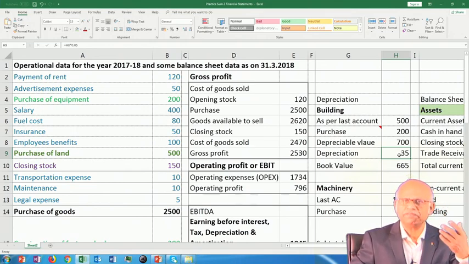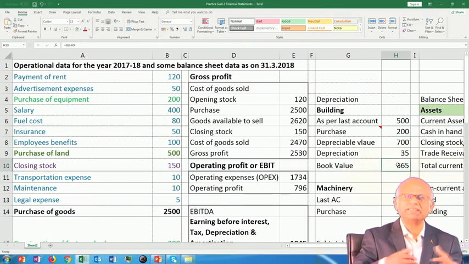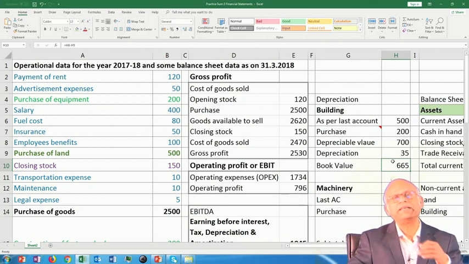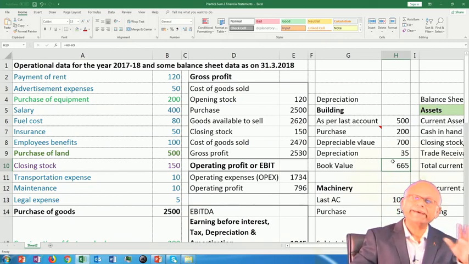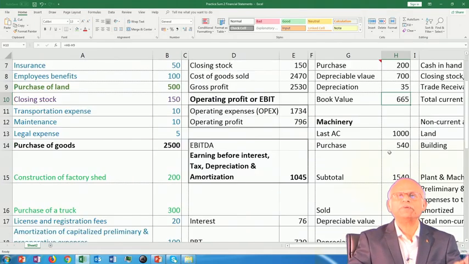Now, you deduct 35 out of 700, you get the depreciated value of the total building asset. So, your new book value becomes 665, not as on 31st March 2017, but as on 31st March 2018. Okay. Now, machinery, as per last year's account, plant and machinery, here you have 1000.